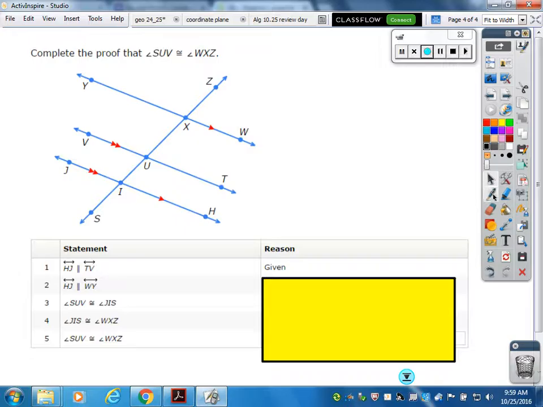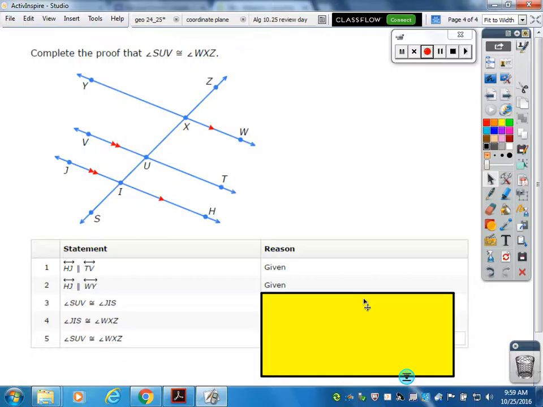Let's see. HJ is right here. TV is right here. You know that they're parallel because of these two triangle marks. Okay. We also know that line HJ is parallel to line YW because of these single triangle marks. So it's given to you by the information in the picture. Statement 3, angle SUV is congruent with angle JIS. So JIS, I'll make a mark. JIS is right here. SUV is right here.